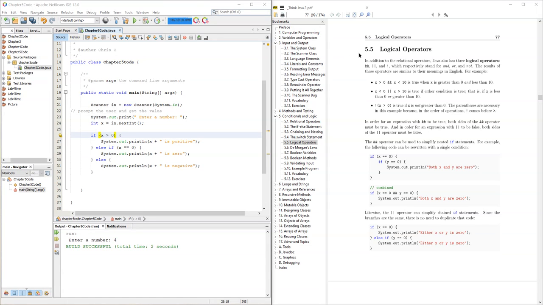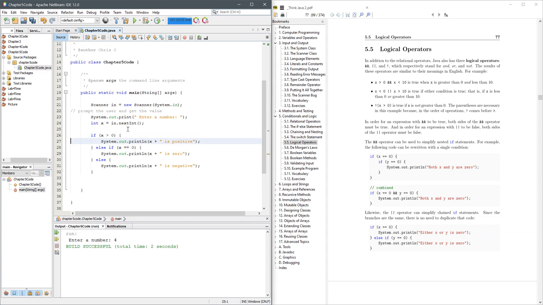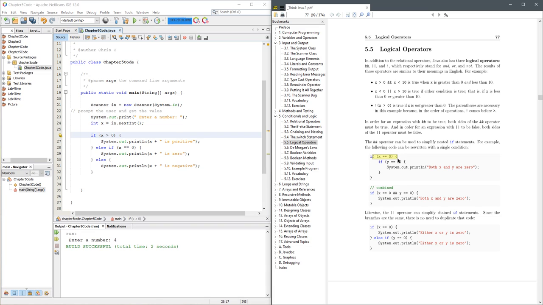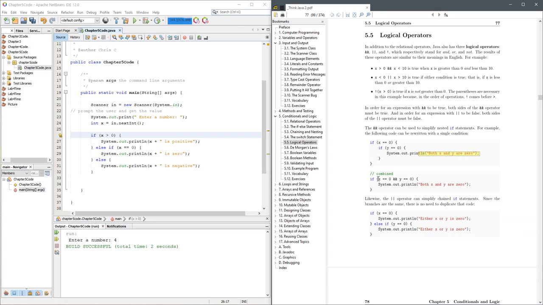We're looking at logical operators now, section 5.5, and that's a way to combine multiple conditions together. The way you do that, as in the book, you could write an if statement: if x equals 0, if y equals 0. So we're only going to be running this line if x was already 0, and then we could print both x and y are 0. There's a combined way to do it, and you do that with these logical operators.